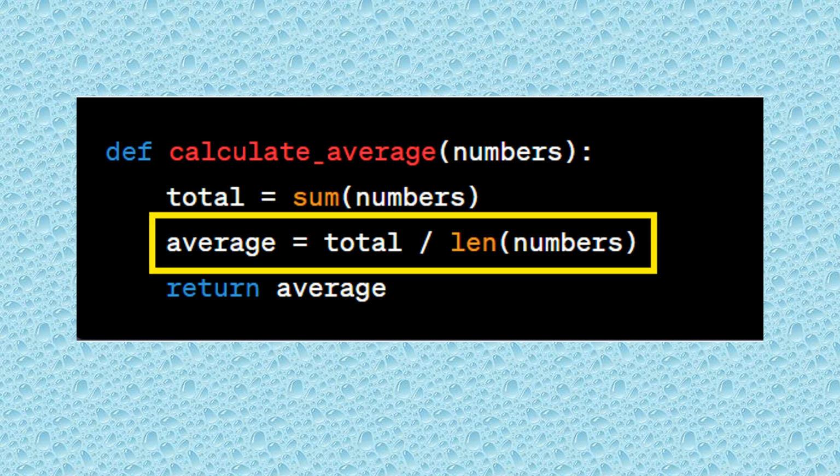The average, also known as the mean, is a fundamental concept in mathematics. It represents the central value or typical value of a set of numbers. To calculate the average, we add up all the numbers in the set and divide the sum by the count of numbers.